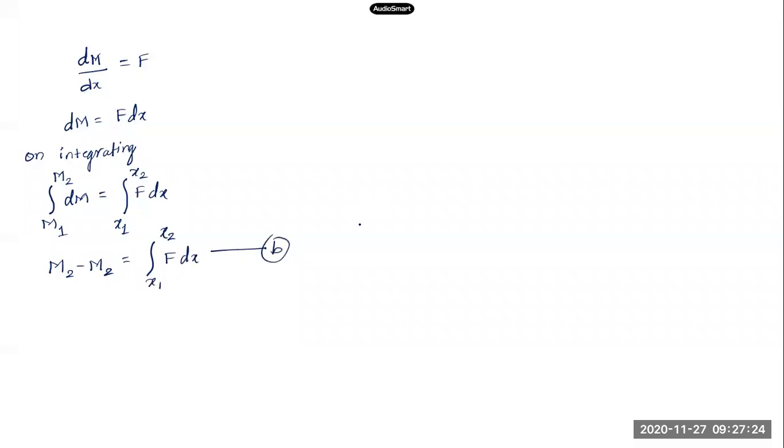So from this equation, what you have is change in bending moment at any two sections will be equal to the area under the shear force diagram between the two sections. So change in bending moment between any two sections is nothing but the area under the shear force diagram.